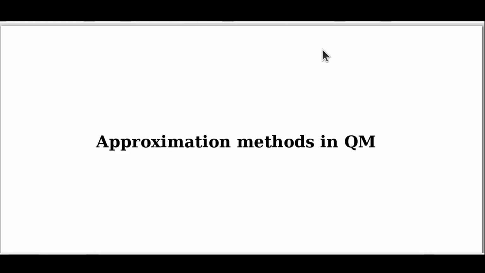This is our second lecture on approximation methods in quantum mechanics. And in this, we are going to continue our discussion of the variational method. In the last lecture, we introduced the variational method. We explained how you would use it to determine bounds on the energy eigenvalues. And we also went on to give a few examples.